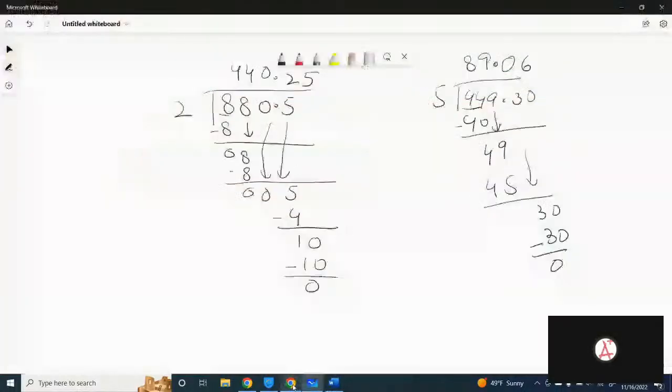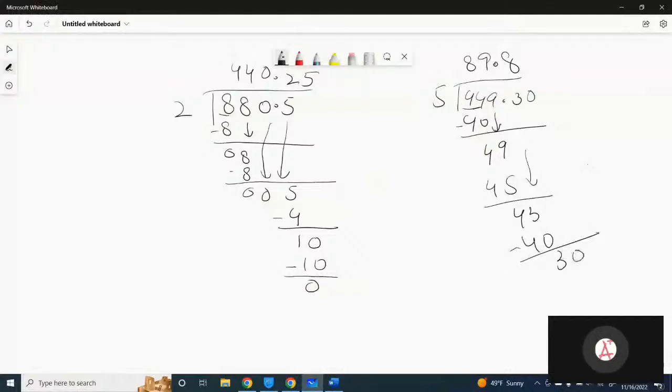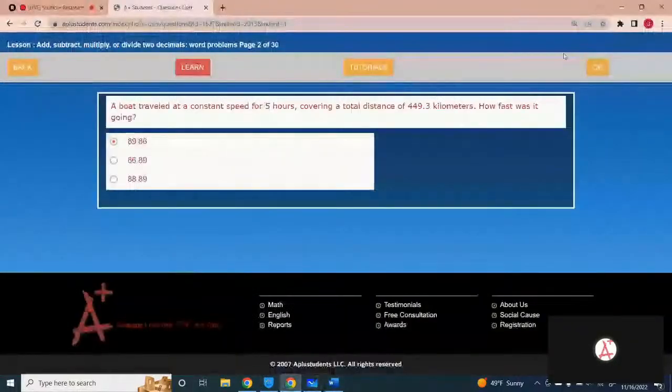5 times 8 is 40. Oh, 9 subtract 5 is 4. I forgot to. Here we have 9 subtract 5 is 4. Now you can bring the 3 down. So it would be 5 times 8 is 40. And 43 subtract 40 is 3. Bring 0 down. So it would be 5 times 6 is 30. Got it? It would be 89.86. Got it? So just select the correct option, then click on the OK button.